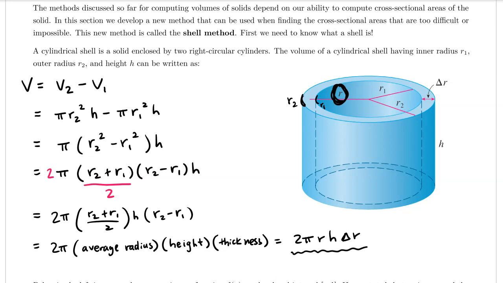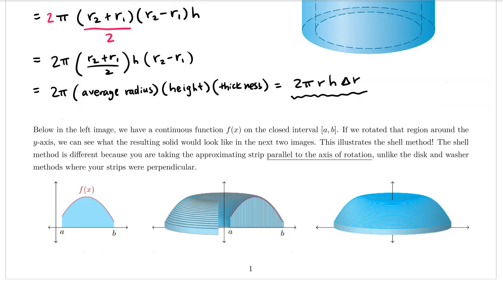So this expression here is going to help us with thinking about the shell method, which is going to help us calculate some of these volumes. Below in the left image, we have a continuous function f of x on the closed interval from a to b. If we rotated that region around the y-axis, we can see what the resulting solid would look like in the next two images.